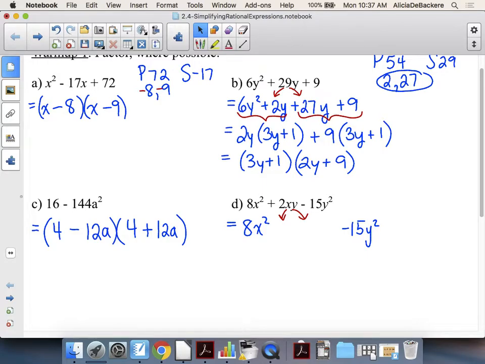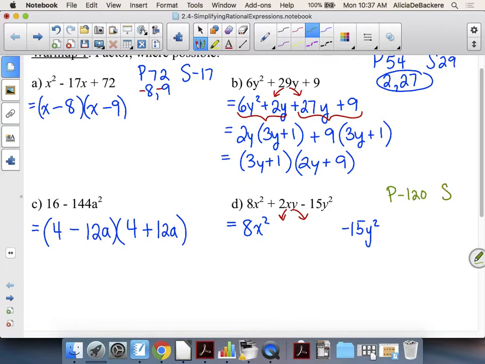I go off to the side and I'm asking myself to find 2 numbers that have a product of the first number times the last number. Be careful to take the sign with it. So I have 8 times negative 15, and that's negative 120. And then I want those 2 numbers that I come up with to have a sum of 2.